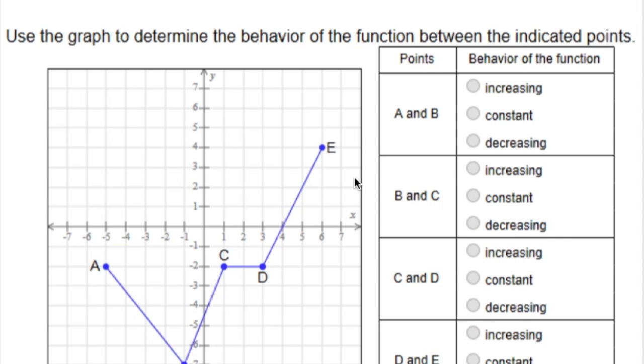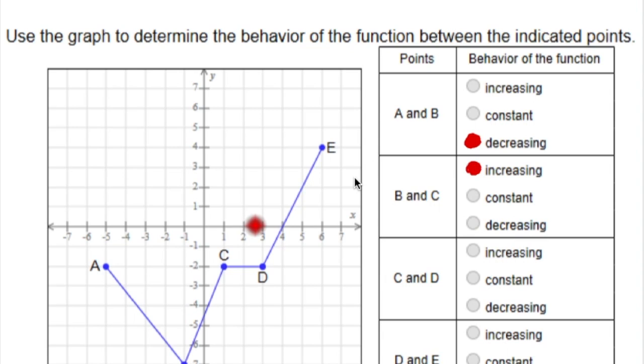So as I look from left to right, this goes downhill, which means that that section of the graph would be decreasing. In the next section, between B and C, so from B to C, left to right on the coordinate plane, that goes upward. So when the graph goes upward, your graph is increasing.